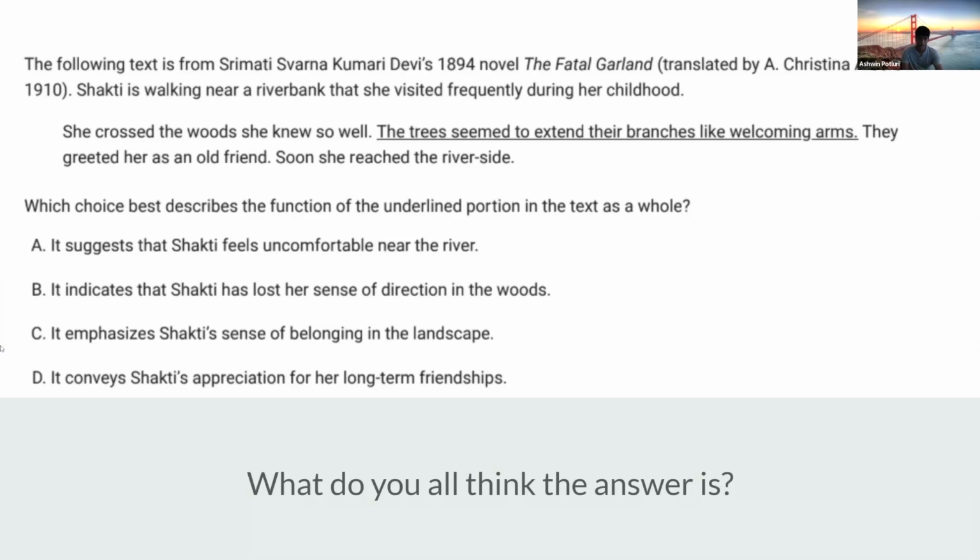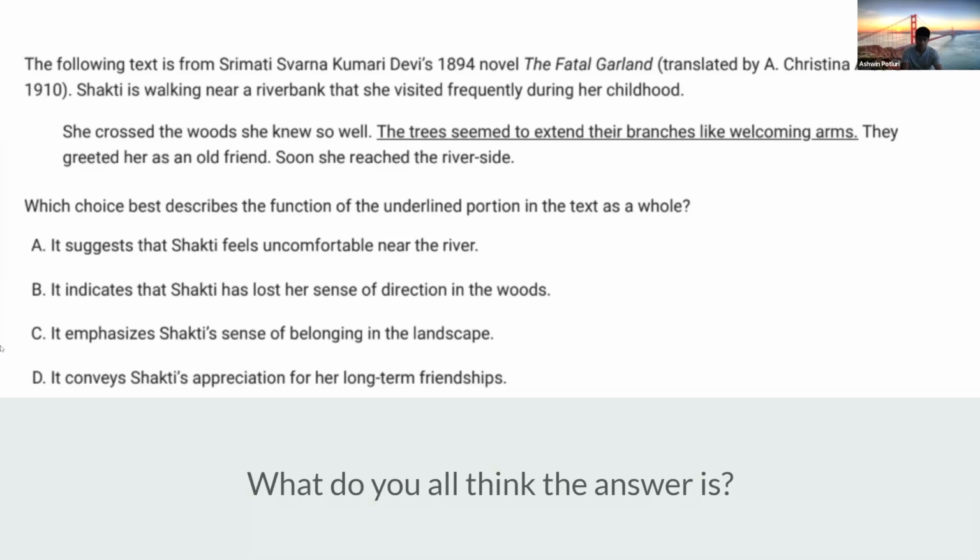So if we read over this text, she crossed the woods she knew so well. The trees seemed to extend their branches like welcoming arms. They greeted her as an old friend. That does not seem like some sort of sad, mad, or negative emotion or feeling. This seems very positive. So A does not make sense really, because A is like Shakti feels uncomfortable. But if you look at it, she crossed the woods she knew so well, they greeted her as an old friend.